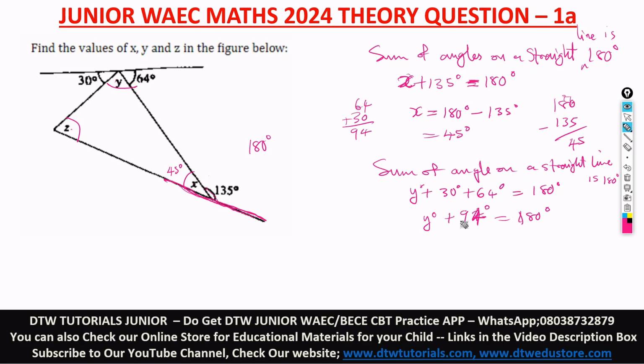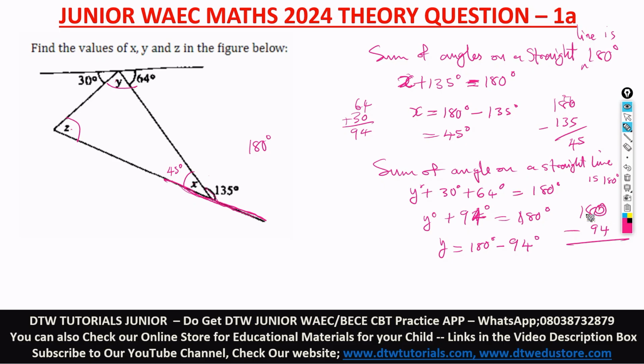All right, so now to get y, what do we do? We take 94 to the other side, so we have y is equal to 180 degrees minus 94 degrees, since taking a positive to the other side makes it negative. So let us subtract this together.